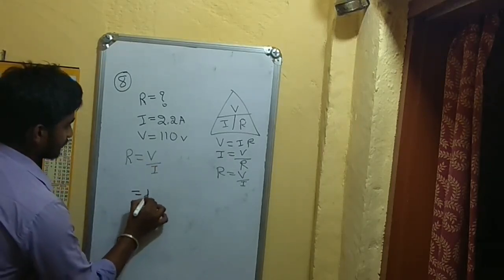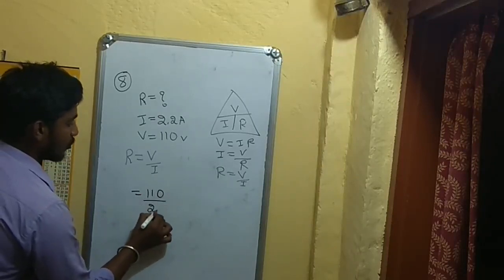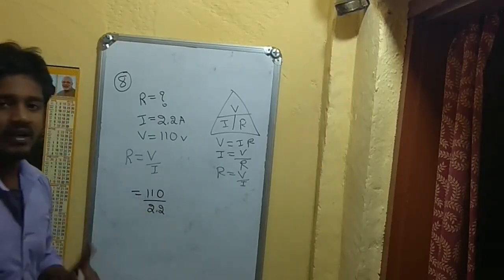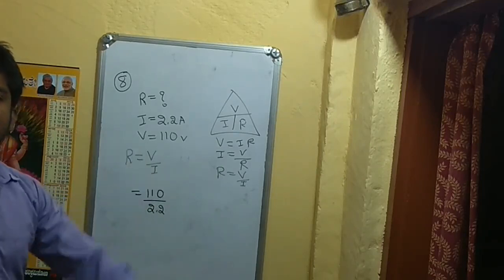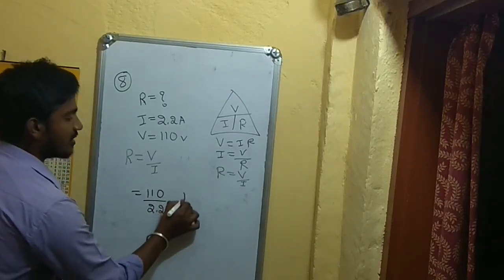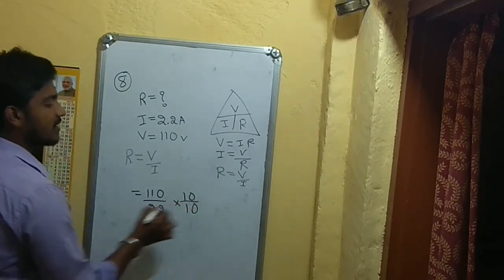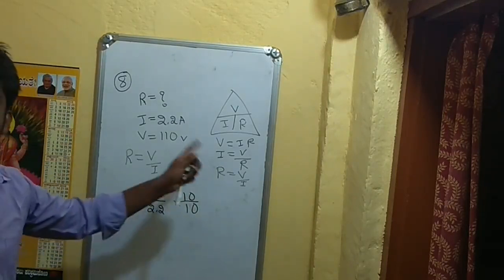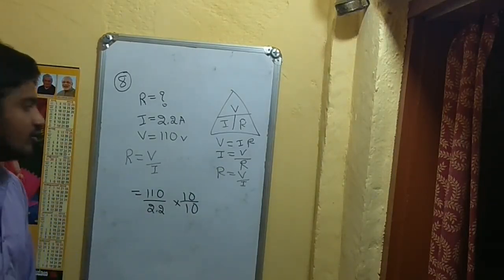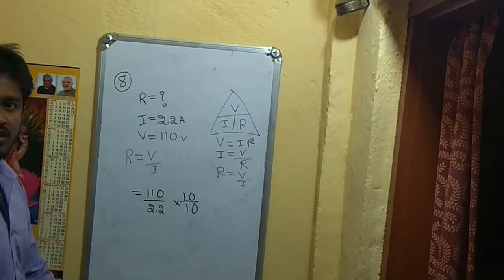V will be 110 by 2.2. Whenever the decimal comes, you have to first remove the decimal. How to remove the decimal? Multiply numerator by 10 and denominator by 10. If you multiply numerator and denominator by the same value, then there will be no effect to the system.